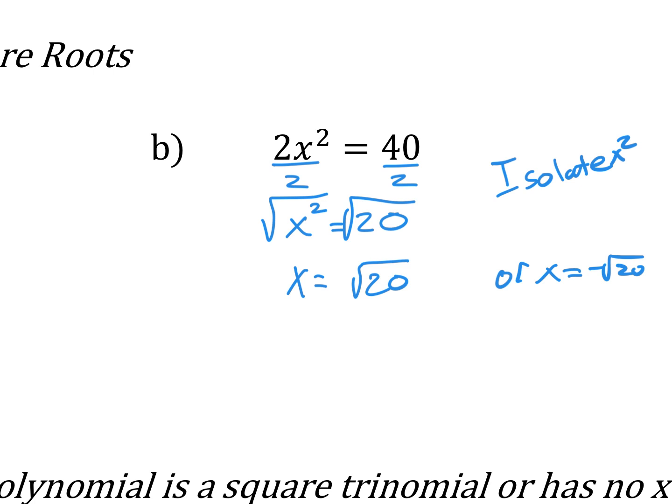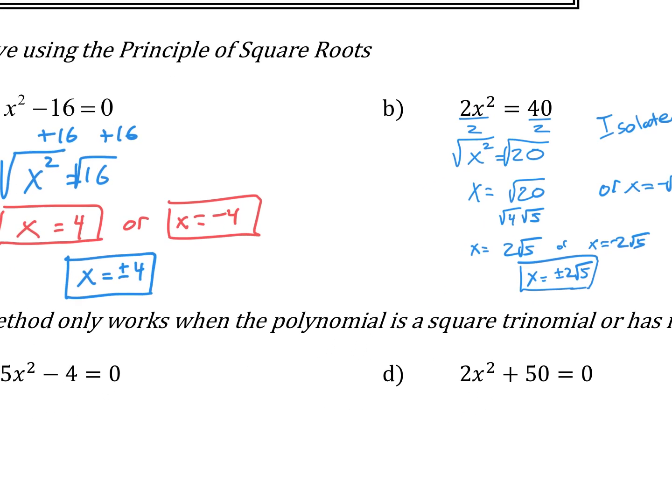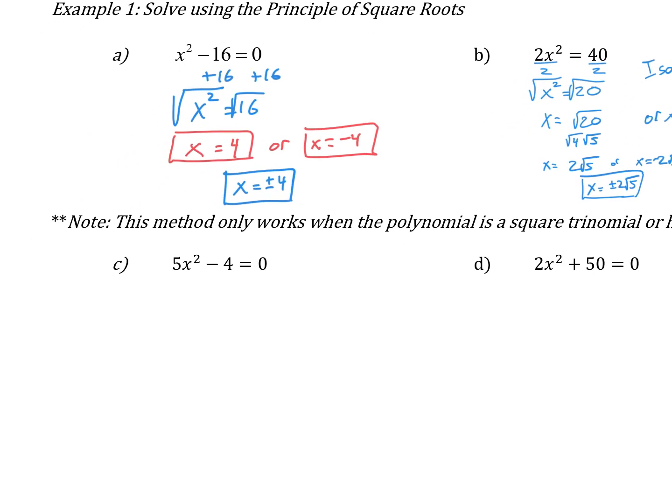Now we need to simplify that. So we're going to break down the square root of 20: the square root of 4 times the square root of 5. And that gives us 2 square root of 5. So x equals 2 square root of 5, or x equals negative 2 square root of 5. We can write that as one term if we want to: plus minus 2 square root of 5. So again, the plus minus is the shorthand version. You have to separate it on a computer when you enter it.